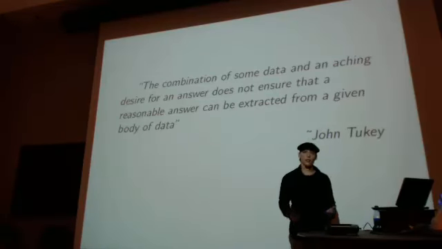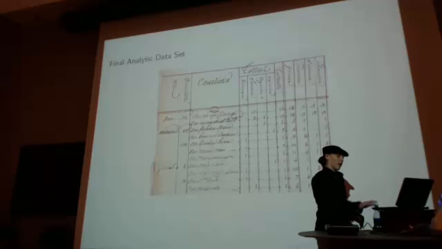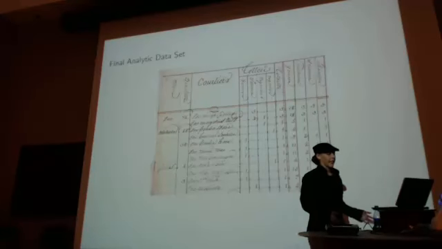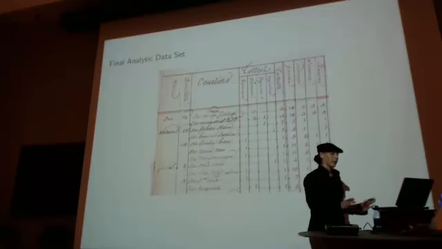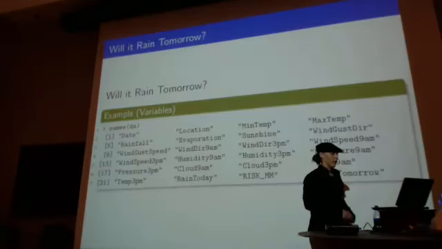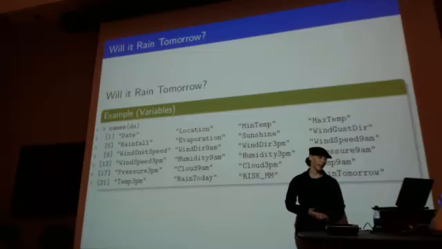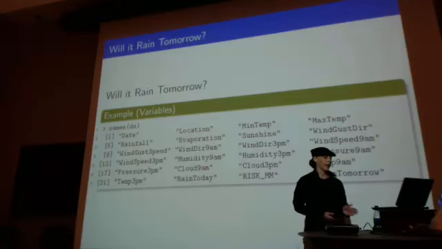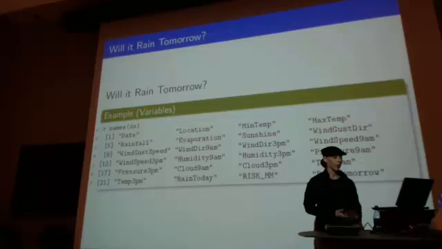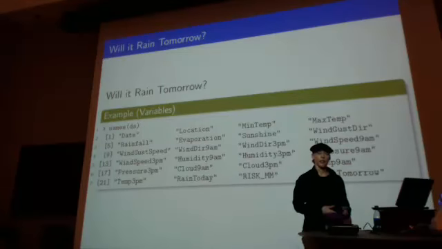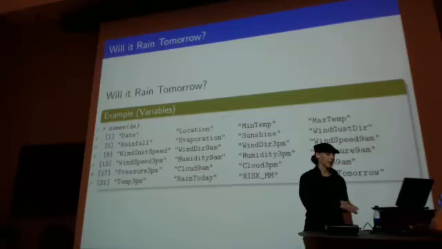doing an analytics project. So you get your final analytic data set, nice flat file, you got your variables, you got your rows, it's beautiful. And we're going to answer whether or not it's going to rain tomorrow. So this is what a variable list looks like. We have date, location, some wind speeds. We've collapsed some data, so we don't have cloud temperatures all across the day. We have one instance at 9 a.m., one instance at 3 p.m.